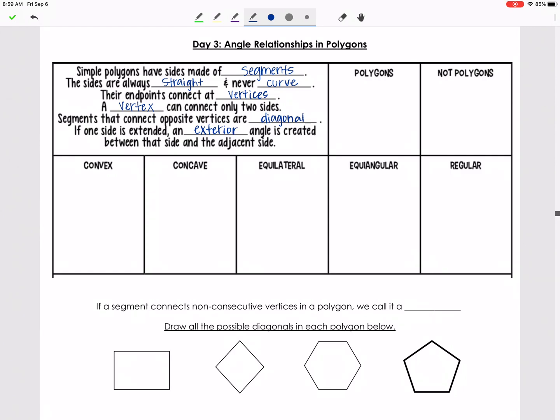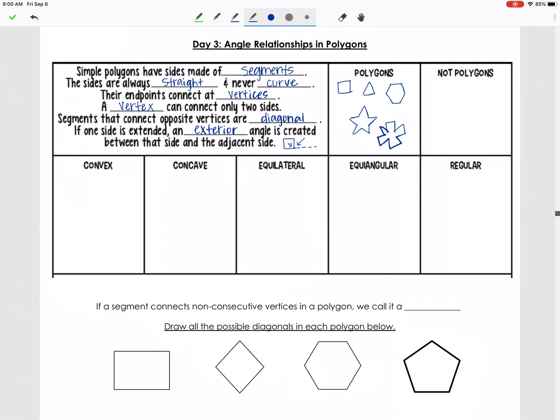And then you would have, for instance, if this is your polygon and you extended that side, now you've got an exterior angle that's adjacent to the angle right next to it on the inside. Okay, so examples of things that are polygons: you have your basic shapes like your squares, triangles, hexagons, pentagons, etc. Your star shapes. They can look as weird as you could possibly imagine as long as all of the sides are straight and no curves.